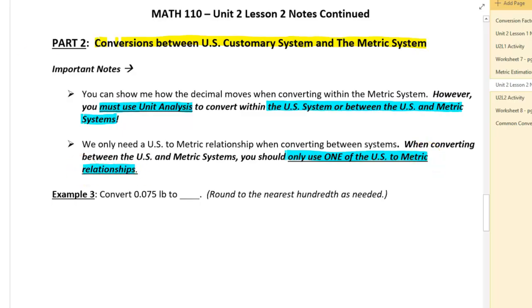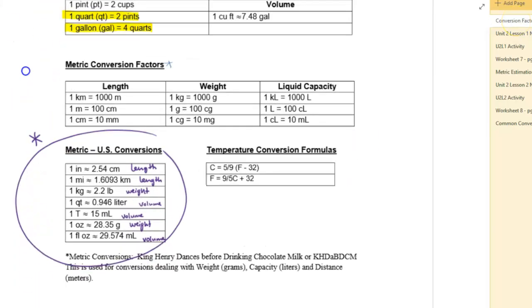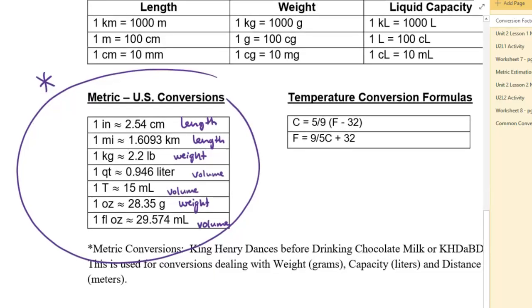So let me show you what I'm talking about. If we go back to the conversion chart that I provided, and that's in your notebook, these are those metric to US conversions. So notice we have one that will convert from inches to centimeters, one that will convert from miles to kilometers, kilograms to pounds, quarts to liters, tablespoons to milliliters, ounces to grams, ounces to milliliters.